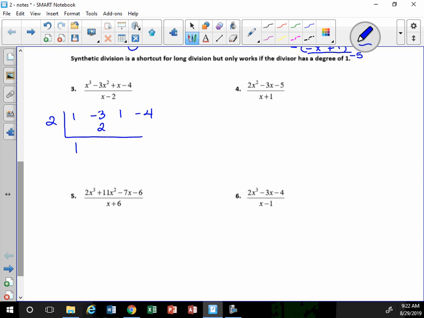Another reason we like synthetic division better is because you get to add instead of subtract. All right. So what is negative 3 plus 2? All right. What do I do with the negative 1? Get negative 2. Add. Negative 6.